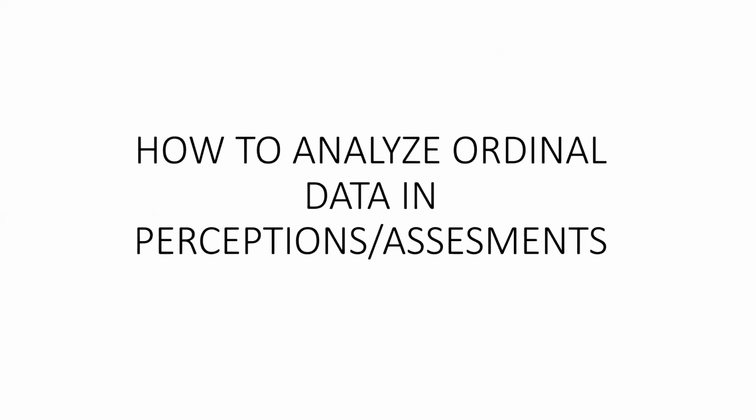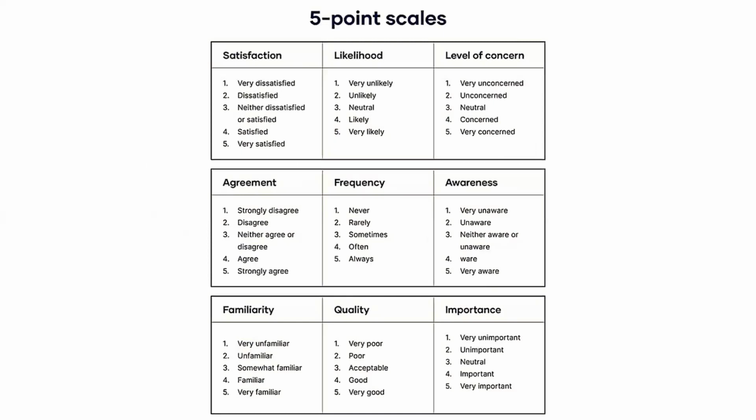Ordinal data is measured through ranking, and responses for perceptions or assessments are usually in a 5-point scale. We have satisfaction 1 to 5, likelihood 1 to 5, and level of concern. Everything is 5, where 5 is the highest and 1 is the lowest.